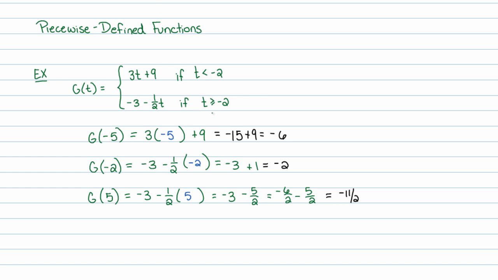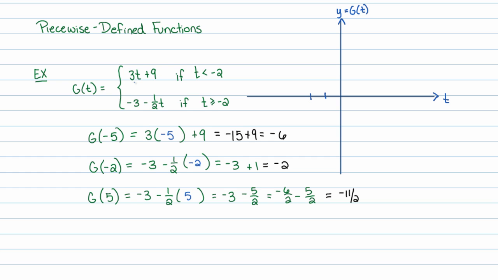The more interesting part actually is when you want to graph these. So let me go ahead and show you how to graph this. So I have my t-axis and I have my y-axis, which is actually my g of t. Okay. And I notice that when t is less than negative 2, so let me mark off negative 1, negative 2. When t is less than negative 2, it looks like 3t plus 9.